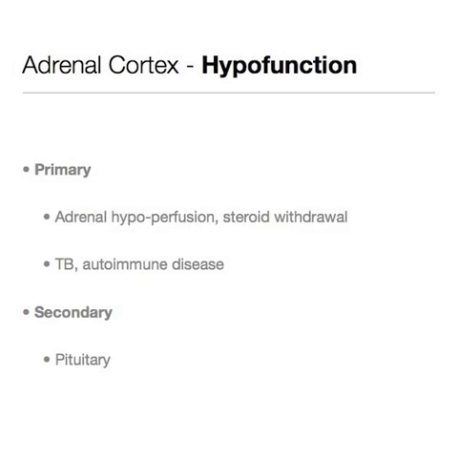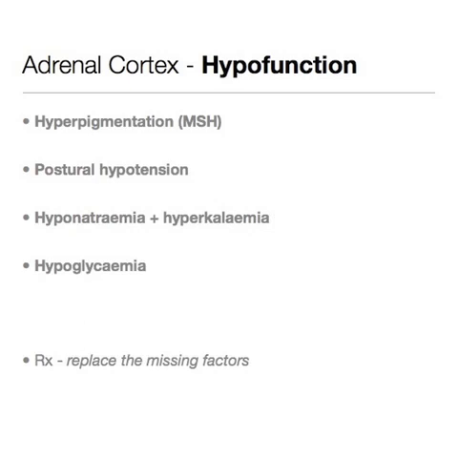Secondary Addison's disease may be due to a pituitary or hypothalamic lesion. The clinical presentation of Addison's disease is with skin pigmentation due to excess accumulation of MSH, postural hypotension, hyponatremia plus hyperkalemia, and 50% of patients have hypoglycemia. Investigations include random cortisol level, an ACTH stimulating test, and treatment involves replacement of the missing factors. So mineralocorticoids can be replaced with fludrocortisone, glucocorticoids with hydrocortisone.